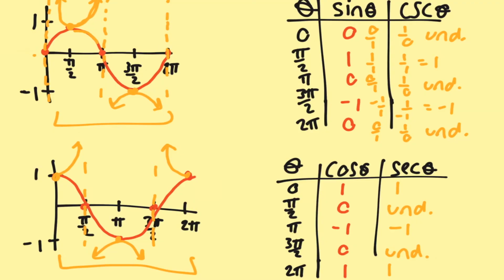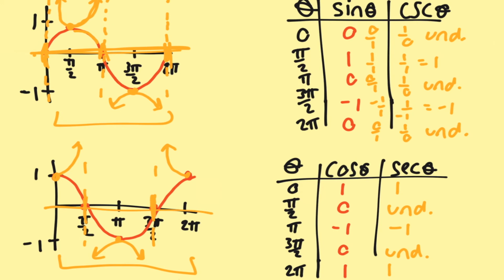And when you graph transformations of cosecant and secant, what I like to do is I actually go ahead and graph the sine and cosine graphs, and then anytime the sine graph intersects the midline, that's where we have an asymptote. So here, here, here. Same with cosine, anytime it intersects the midline, there's an asymptote for secant.